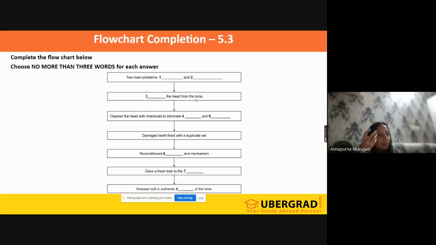Which is not giving its original look. So therefore, what does it have to be? Eye mechanism only. The mechanism of the eye is not working properly. That's the reason there are two problems, and that is nothing but the eye mechanism and the loose head.